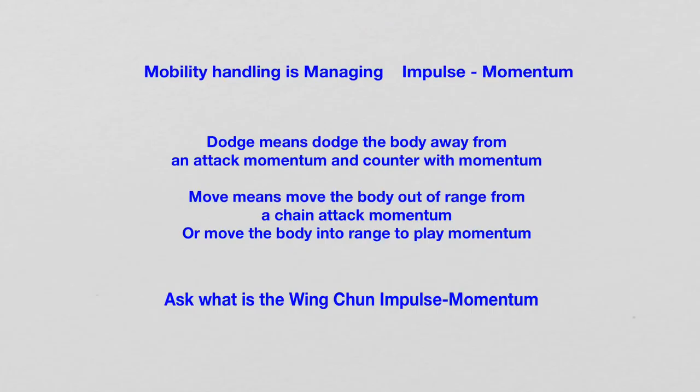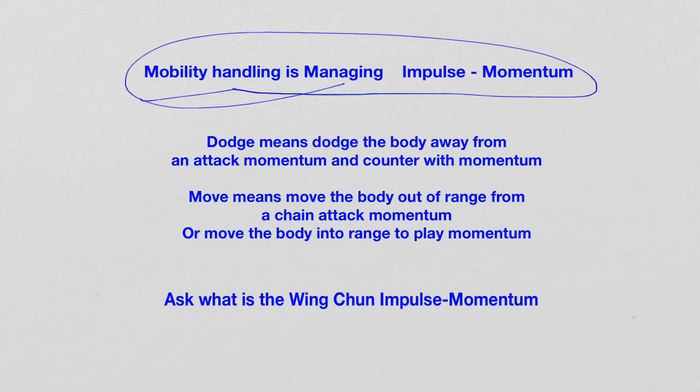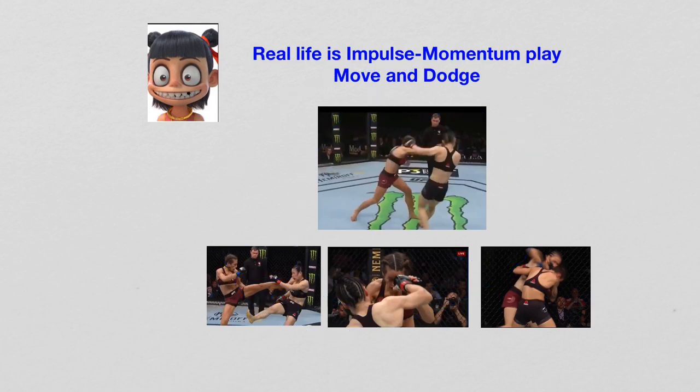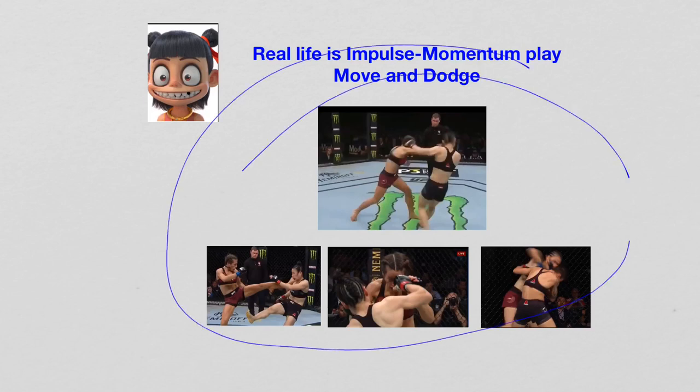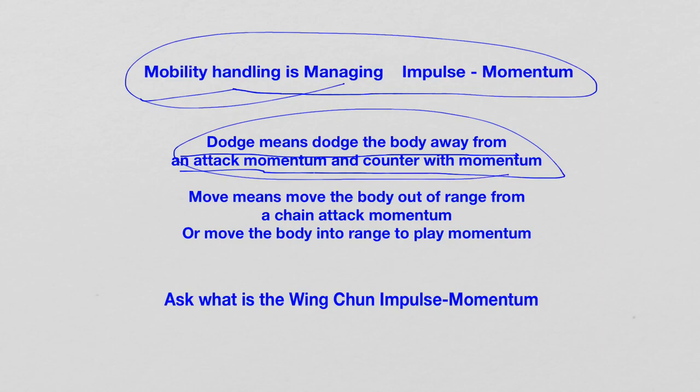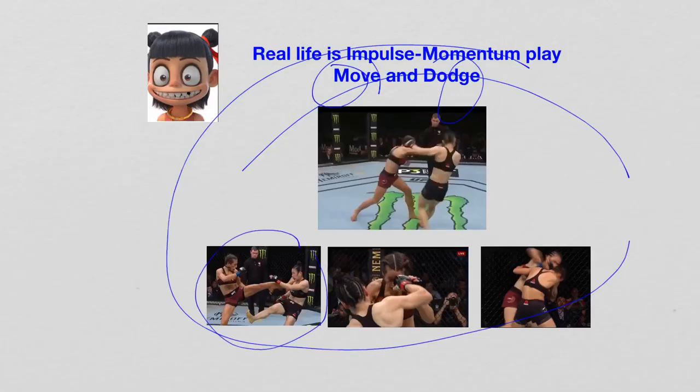Now, mobility handling is managing the impulse momentum. So this is mobility handling in real life. This is mobility handling. Okay? So in mobility handling, you have the move and you have the dodge. Okay? Dodge means dodge the body away from an attack momentum and counter with another momentum. That's exactly what it is here. Move away and counter with another momentum. Move away and counter.